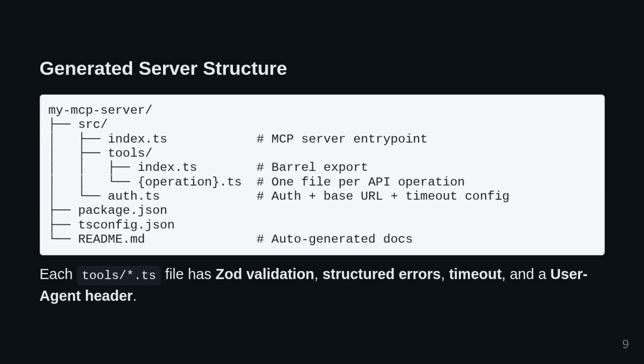Here's what MCP-gen produces. The generated server has a clean structure. The main entry point is src/index.ts. That's what you point your MCP client at. Each API operation gets its own file under src/tools named after the operation ID. src/auth.ts contains all your authentication and connection configuration, driven by environment variables. You also get a README auto-generated from your OpenAPI spec, so your generated server has documentation from day one.